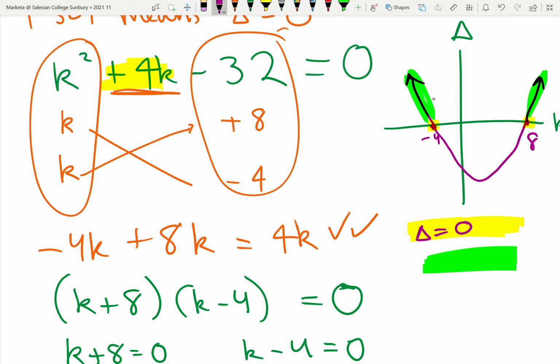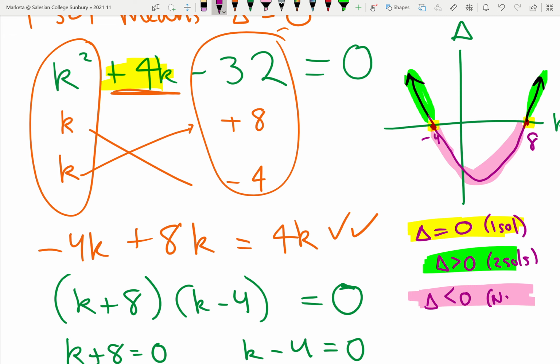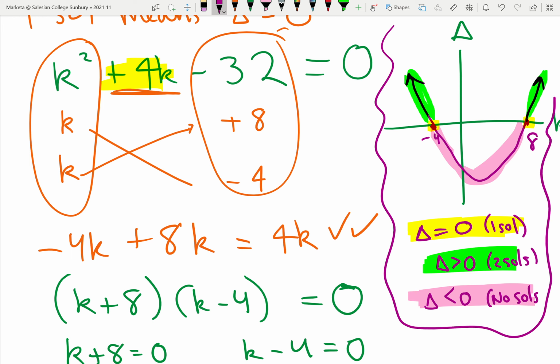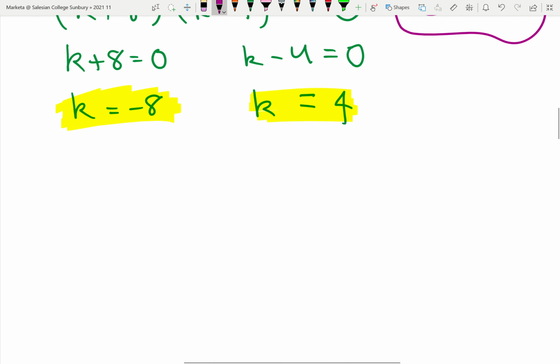So that would be for two solutions. This is one solution where it equals 0, and then of course the last bit, when the discriminant is negative or less than 0, it's here. So discriminant is less than 0, and that's no solutions. So this you don't have to know yet. Don't worry too much about this yet, but it comes later. It's quite important. So in any case, let's move forward.